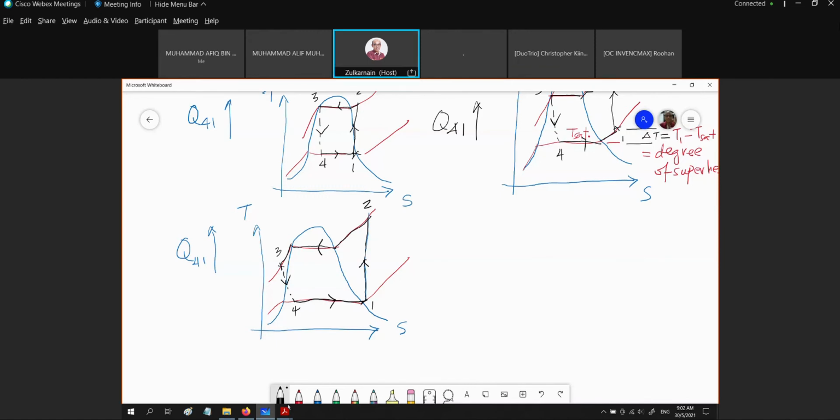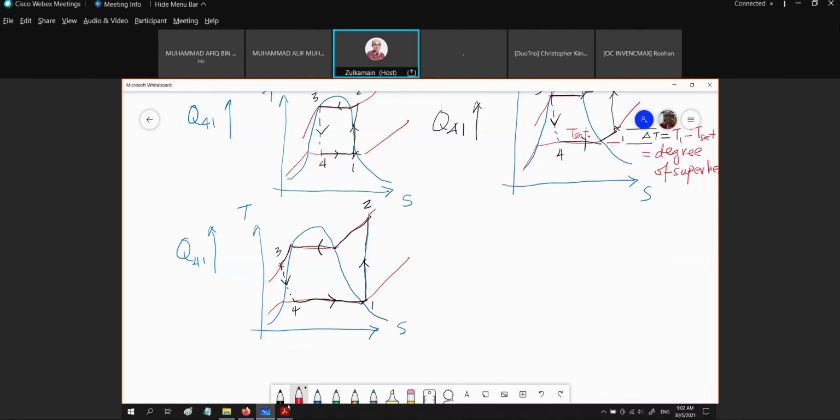As far as the energy balance, the steady flow energy equation is concerned, they are still the same. W12 is H2 minus H1, Q23 is H2 minus H3, H3 equals H4, and then the Q for 1 is equal to H1 minus H4. Okay? So this is all to increase the Q for 1. And then again, there is one more term that we are going to introduce.